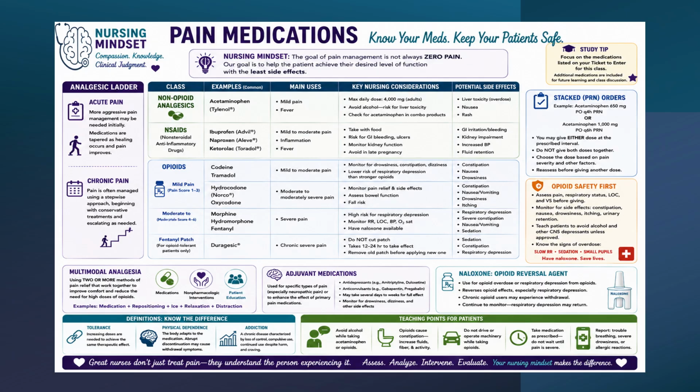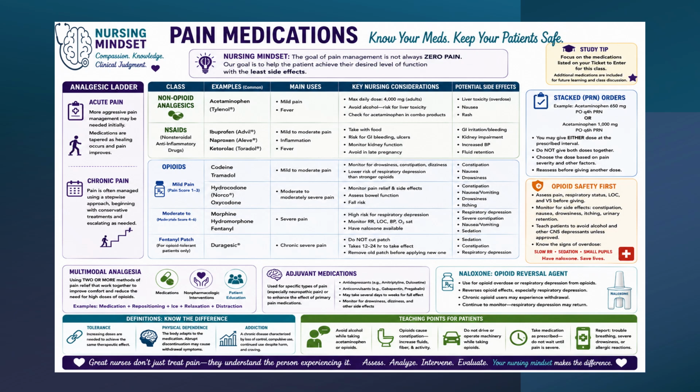Now, some common side effects include things like constipation, nausea, vomiting, drowsiness, itching, urinary retention, and dizziness. The most serious complication is respiratory depression. Remember the classic warning signs of opioid overdose, which include slow or shallow respirations, increased sedation, or difficulty awakening the patient. Also, pinpoint pupils. If these signs occur, notify the provider immediately and be prepared to administer naloxone, the opioid reversal medication, if indicated.